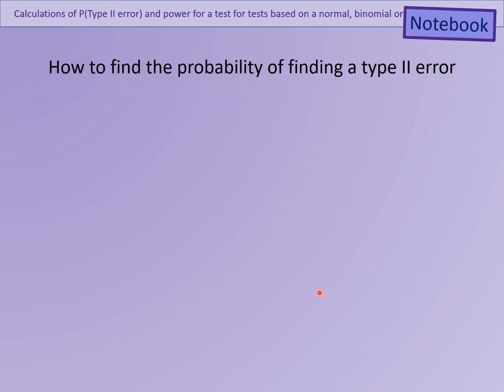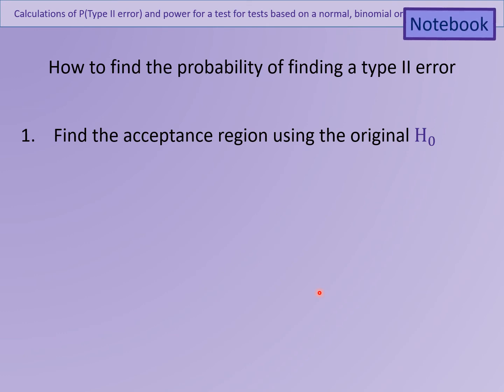Right, so grab your notebooks then. Let's have a look. How do we find the probability of making a type 2 error? So let's put it down as an algorithm. We find the acceptance region using our original H0. We find those critical values so that we can work out the acceptance region of the original H0. That's the first thing you need to do.